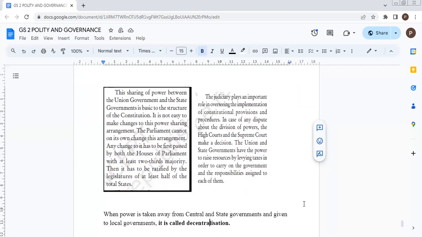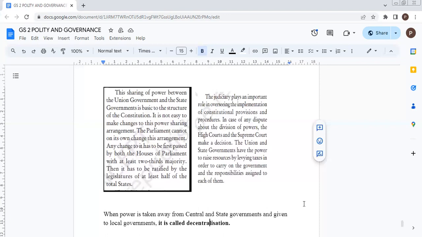Now, what is decentralization? When we talk about center and state, that is a federal setup where the power is distributed duly as the constitution suggests. So can we say that that is showing decentralization? Obviously, when the central government is providing power to the states, that is also a form of decentralization.